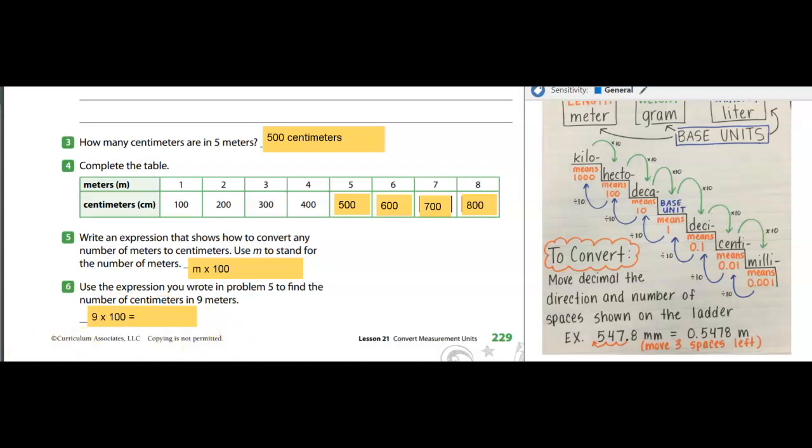Make sure you're writing this down in your packet or on a scratch piece of paper. So 9 times 100 will equal 900, boys and girls, because we know 9 times 1 is 9. And then we have 2 zeros at the end, so we're going to add those 2 zeros to our solution. And you always put your unit of measurement that you converted it to at the end of your answer. So our answer is 900 centimeters because we converted meters to centimeters. Make sure you're writing this down in your packet and or piece of scratch paper.